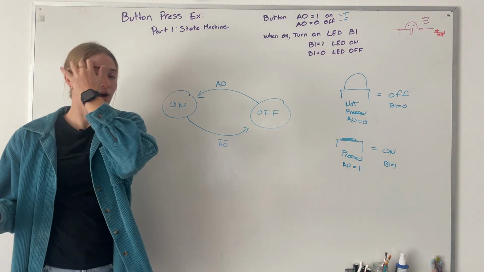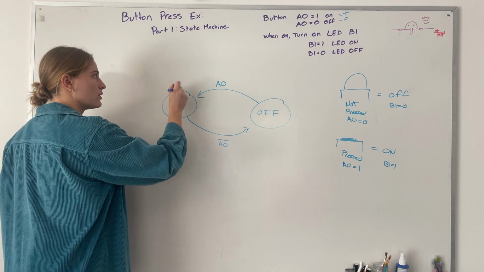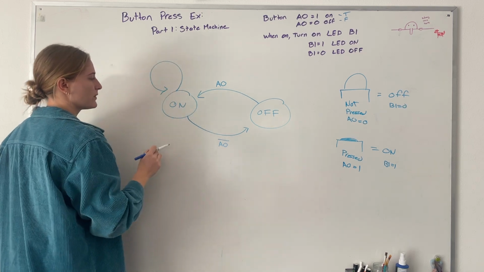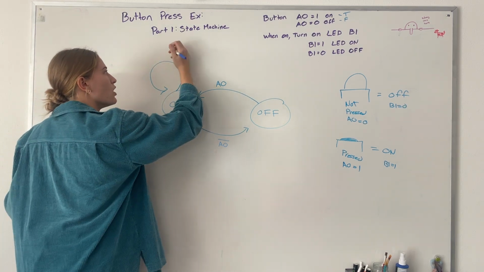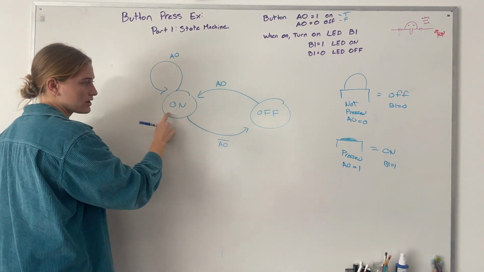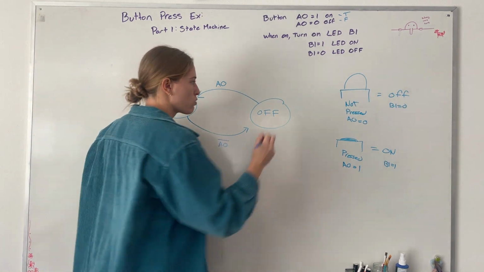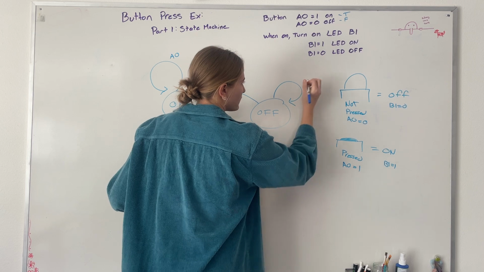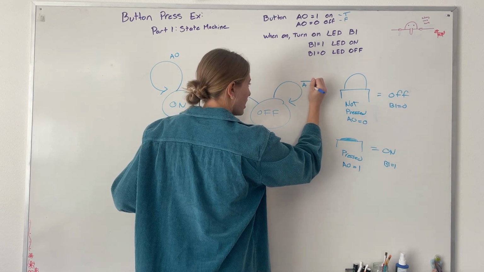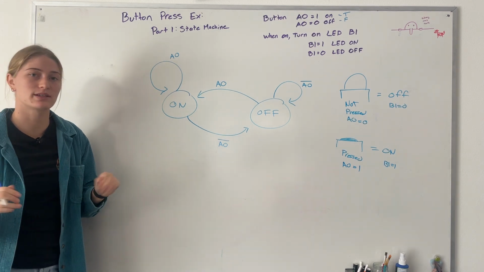Well, what happens if you press and hold the button? Well, that means that A0 stays true, and we need a self loop. That means that if you press and hold, A0 is still true, and it's going to stay on the on state. And that means that then when you release it and you're not touching the button at all, it's sitting on the off state as not A0. That means that the button's not being pressed, it's off.